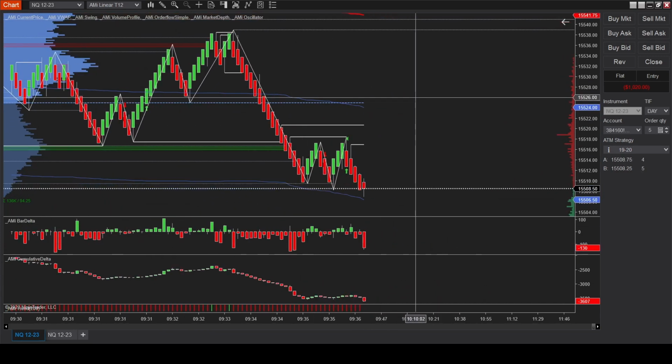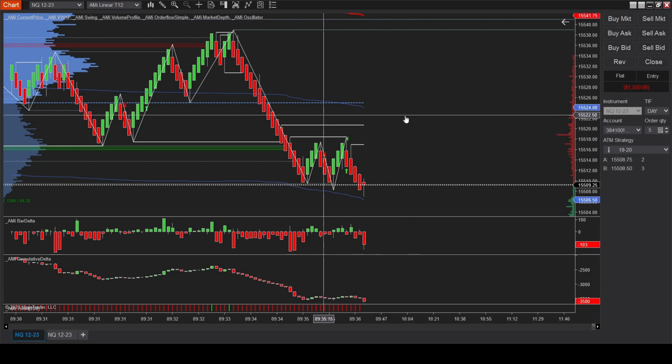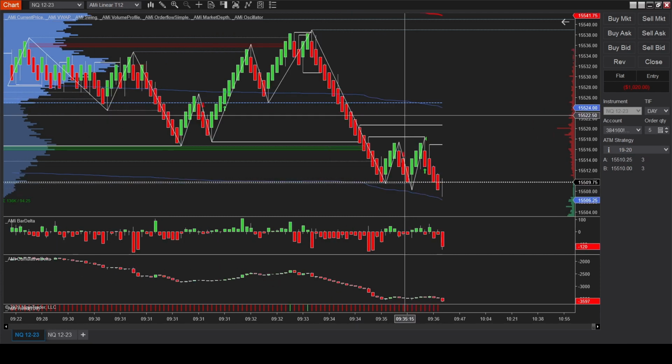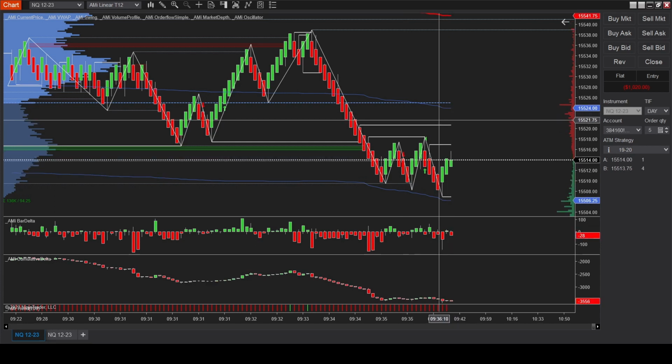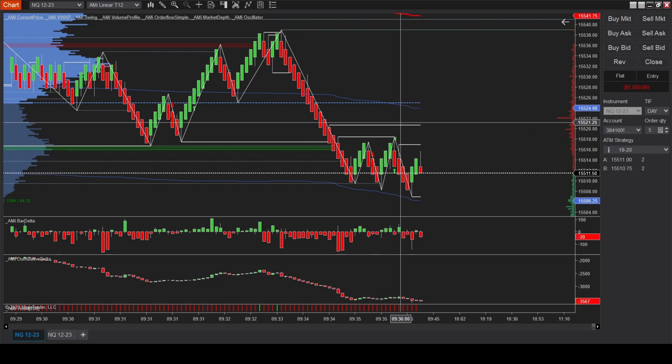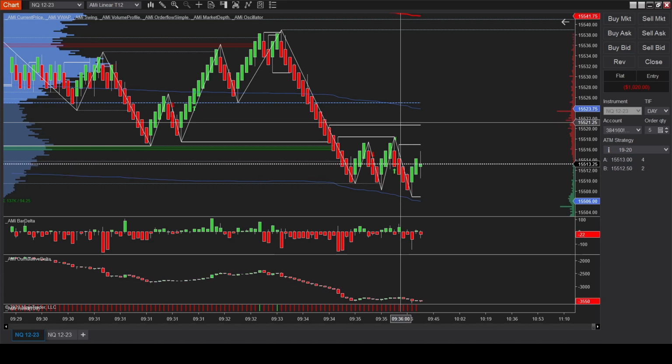Fortunately, this type of stuff can happen. We're trading with such small stops, and any small move can pretty much take you out. Usually, with 5 contracts, you get filled no matter what.